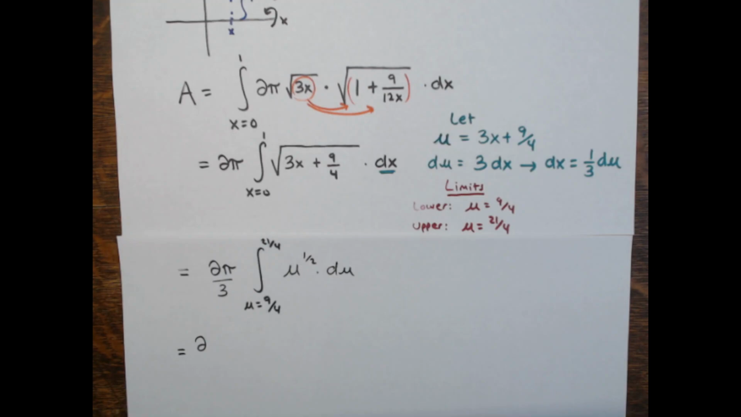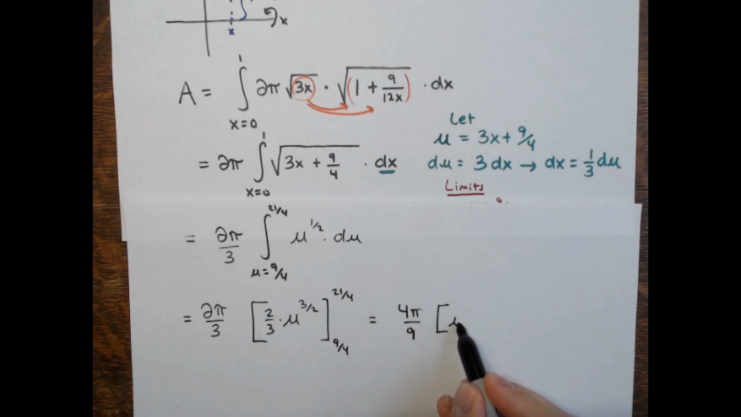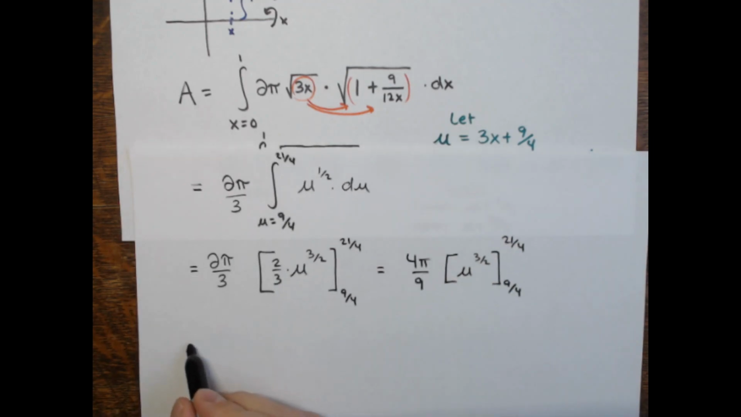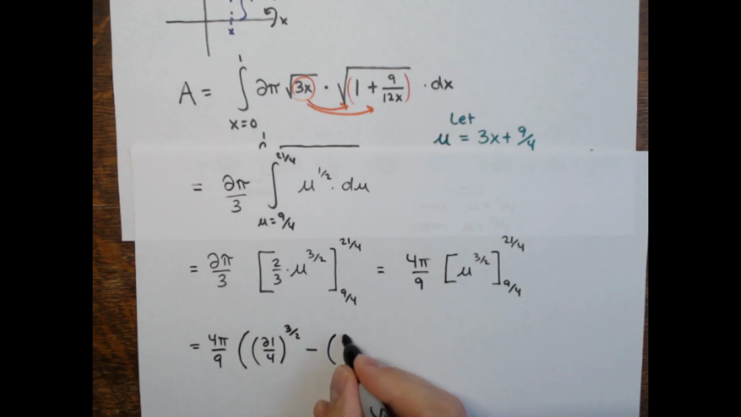And this is 2 pi over 3 times, and then this antiderivative would be u to the 3 halves times 2/3, going from 9/4 up to 21/4. And then I can pull the 2/3 out, make that 4 pi over 9, 2 times 2, 3 times 3. And then we're doing u to the 3 halves from 9 fourths to 21 fourths. So we're getting 4 pi over 9 times 21 fourths to the 3 halves power minus 9 fourths to the 3 halves power.